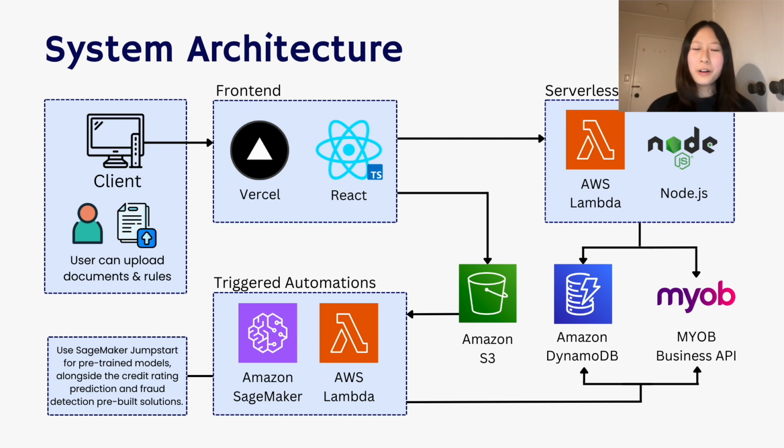We will query the MYOB Business API to retrieve context and transaction information, allowing seamless integration and automation between our solution and the MYOB Business platform. The platform's generative AI capabilities will be handled by AWS SageMaker. We will use pre-trained models from SageMaker JumpStart to label and process data such as KYC documents, alongside SageMaker's pre-built solutions for credit rating prediction and fraud detection to verify client profiles and detect fraudulent transactions.